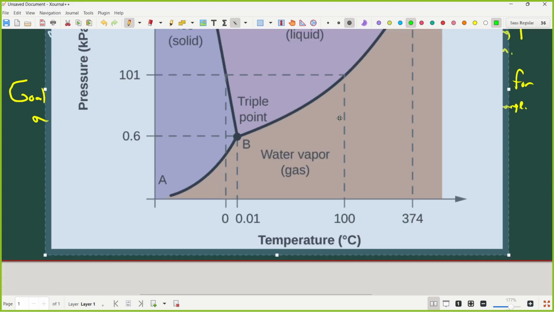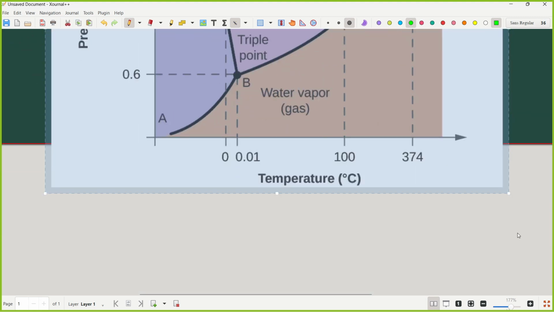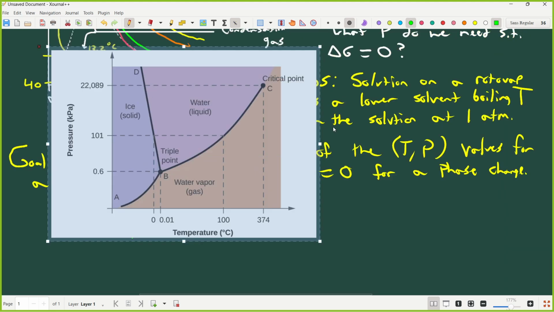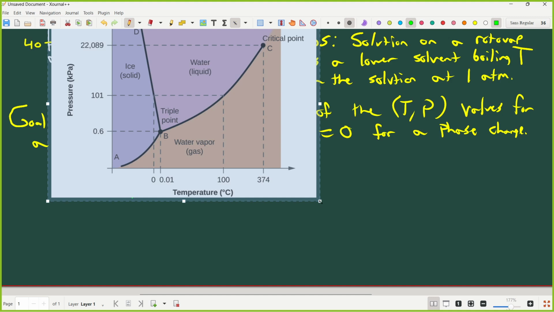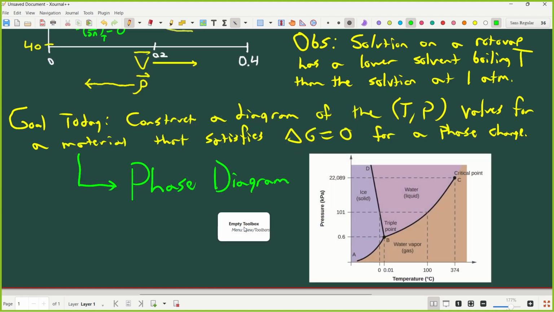Let me make this a little smaller. All right, so here's a phase diagram. This is what I mean by a phase diagram. And this is a phase diagram of water. Let me make it small enough so that we can all look at it. Okay, there we go. All right, so what do we see here?